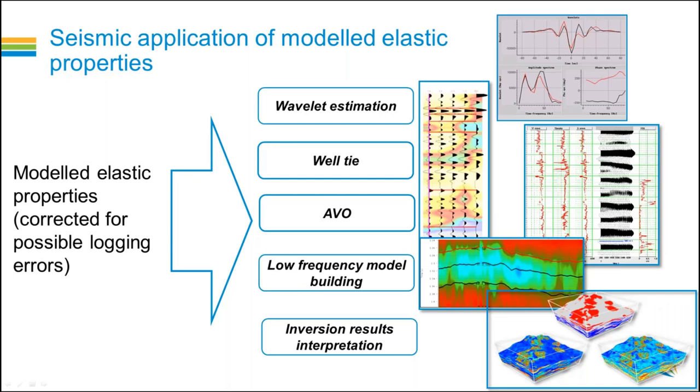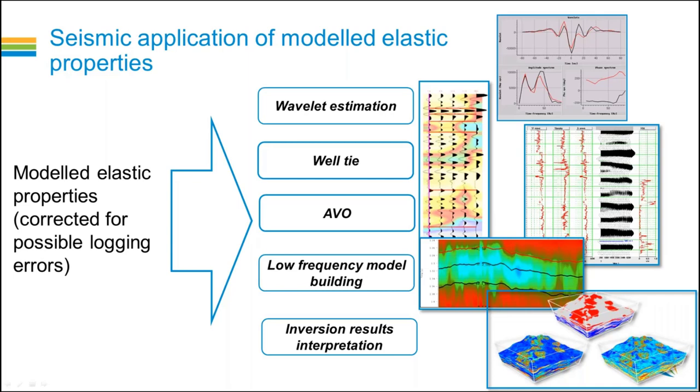Also, you can have improved AVO. So your AVO classification will be improved using this rock physics model, with corrected logs for the rock physics model. You can even have a better low frequency model. You know, the starting point of the inversion algorithms is the low frequency model. So I will improve my low frequency model using these rock physics corrected logs.